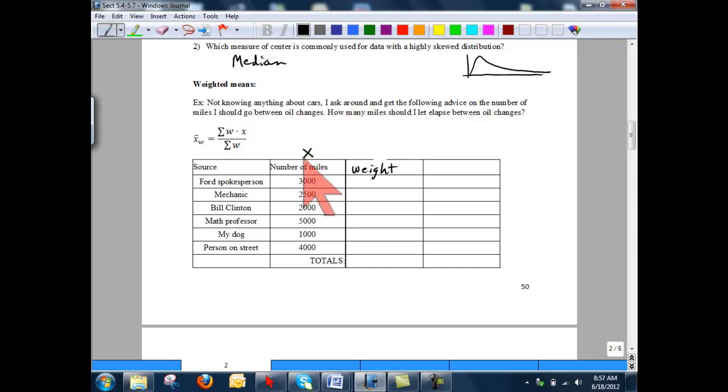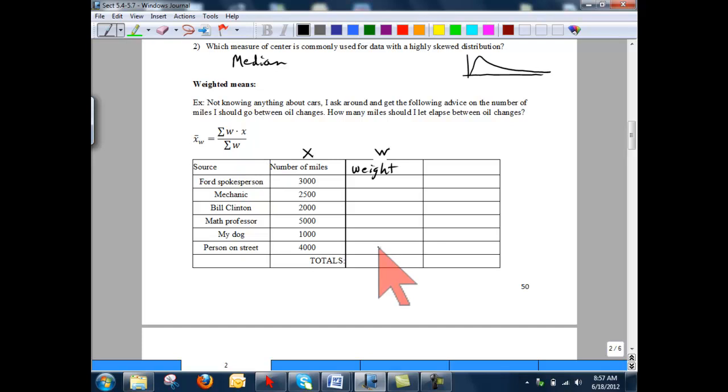Let's call the number of miles a variable x. Let's call the weights a variable w, and then we'll work with this formula in just a moment. The weights work as follows. They need to be positive numbers. All weights are positive numbers, and they're all relative to each other.